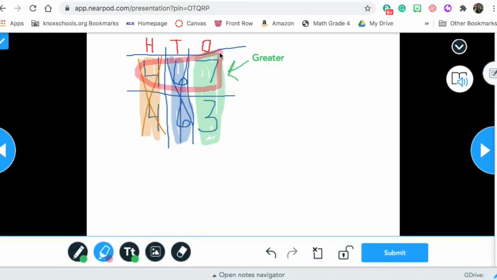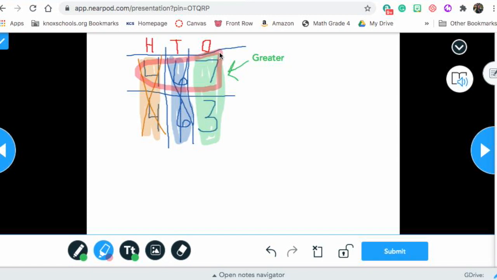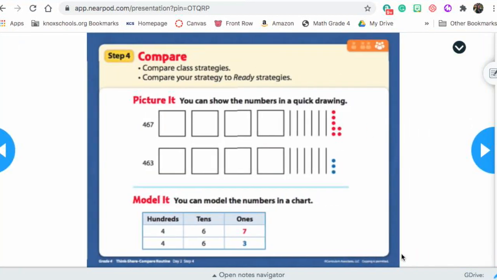That means that 467 is the greater number, okay? And I've used a model. This is a place value chart. A place value chart would be considered a model, okay? And when you're done, you would click Submit, and then it will take you on to the next slide.